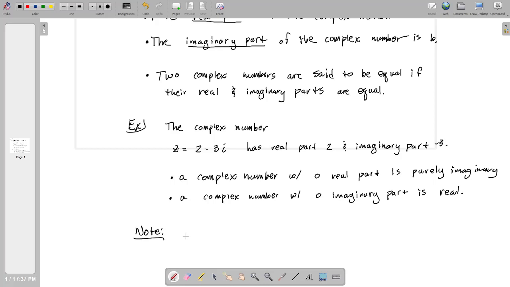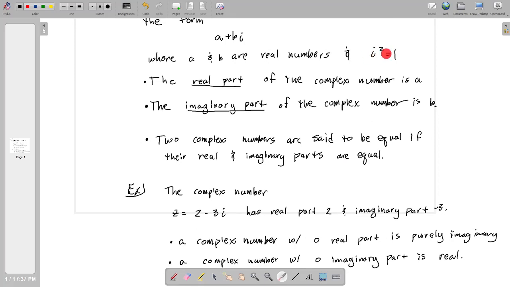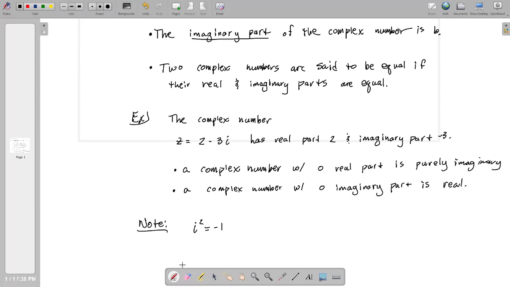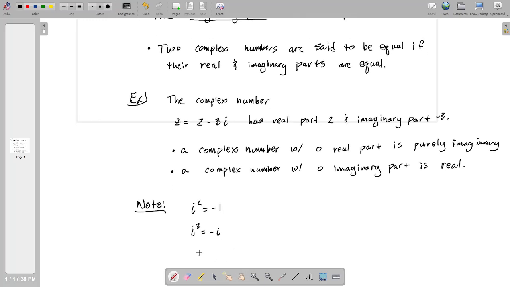Now I want to make a note here. i squared is defined to be -1, as we have here in the definition of the complex number. What that means, though, is if we multiply both sides of this by i, then on the left we get i cubed, and on the right we get -i. And then if we multiply by i again, we would get on the left i to the fourth, and on the right -i squared. But remember that i squared is equal to -1, so we would have a -1, which then implies that i to the fourth is equal to 1.